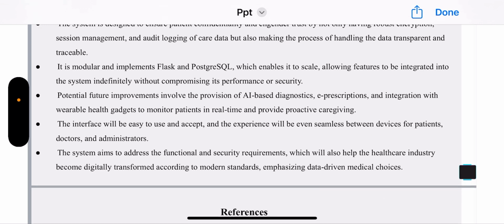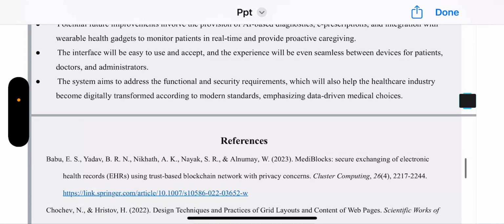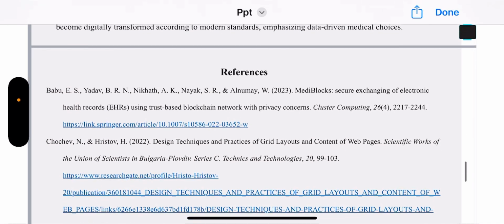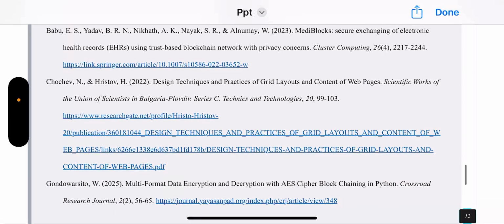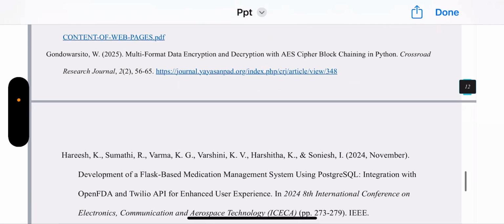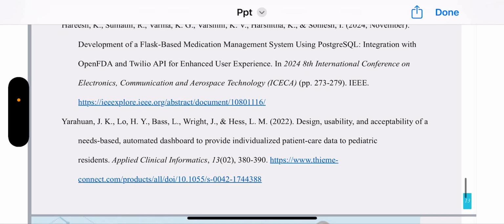The system aims to address the functional and security requirements that will also help the healthcare industry become digitally transformed according to modern strategies and encryption, emphasizing data-driven medical choices and references. These are the references that I have taken for this PPT, and these are the things that I have cross-checked.